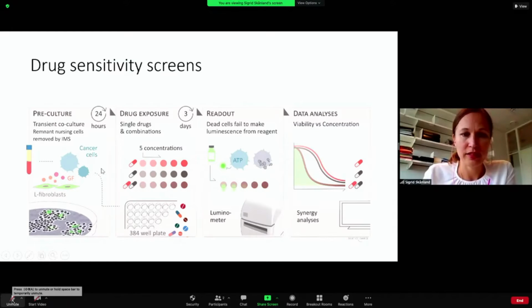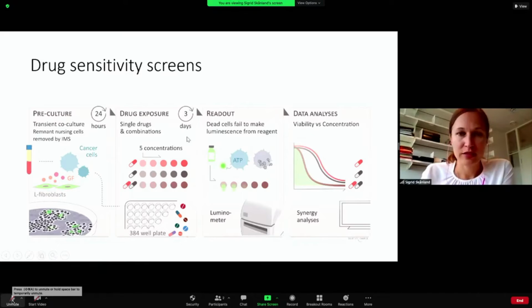We continue with the CLL cells, and we expose them to a library of different drugs. The library is printed in 384 well plate format. We dispense the CLL cells into these wells. We are testing both single agents and drug combinations, and all at 5 different concentrations.